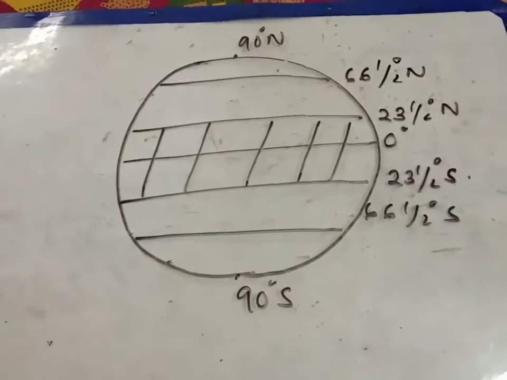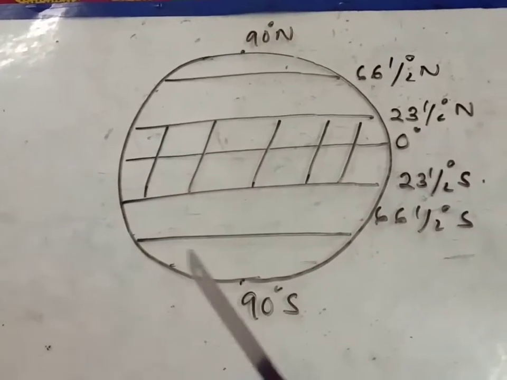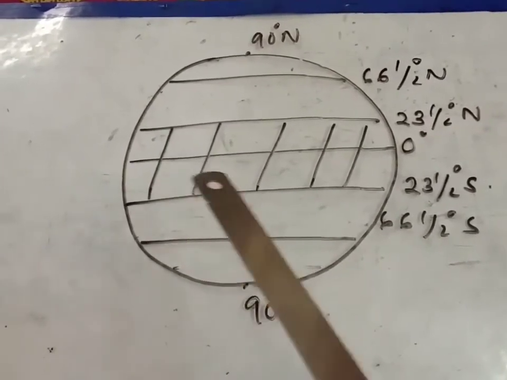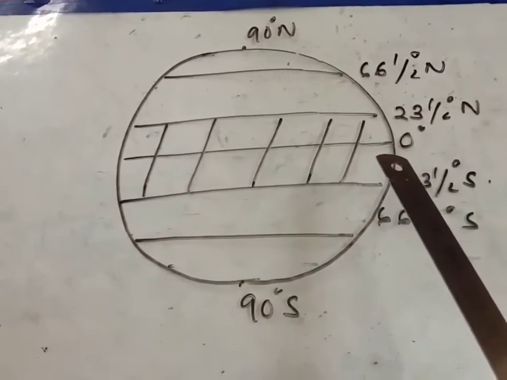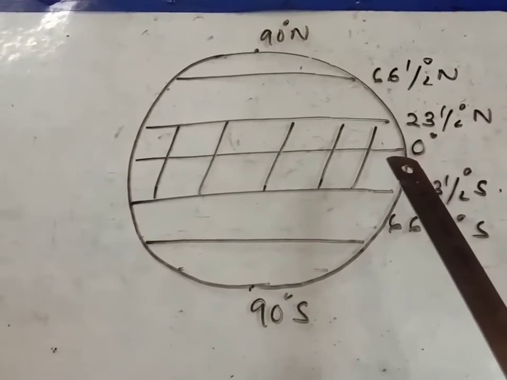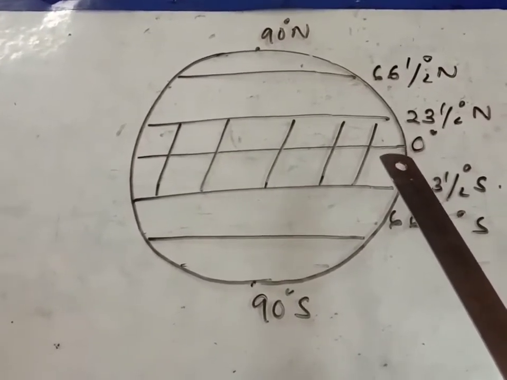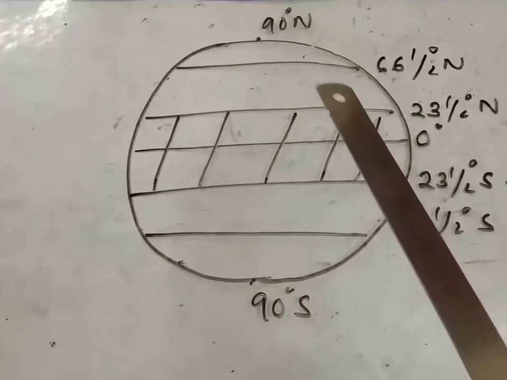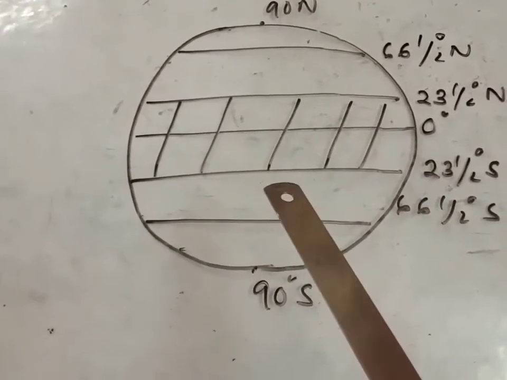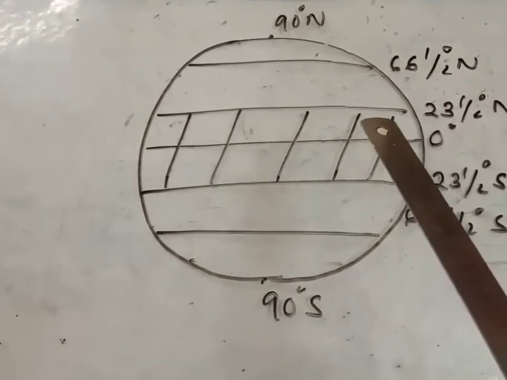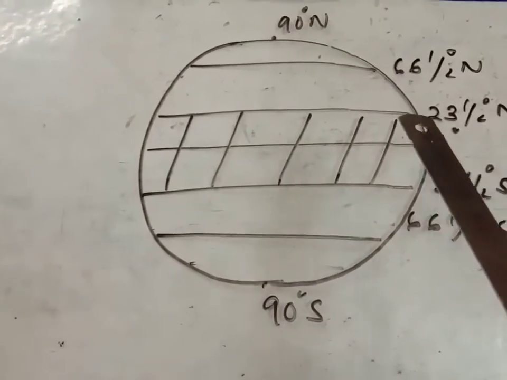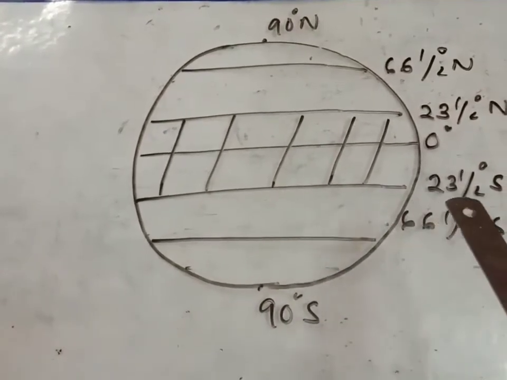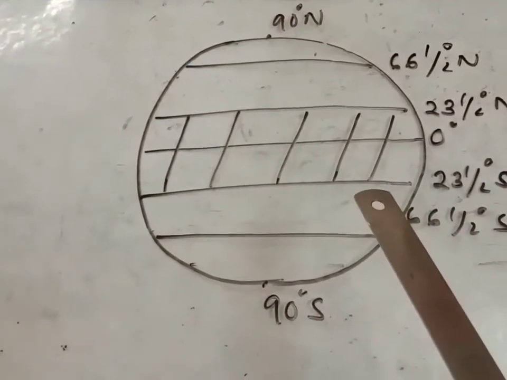Now students, you can see here I have drawn one globe. This is in the middle of the globe. You can see this is 0 degree. So 0 degree means this is the equator. And as you know, the equator divides the earth into two equal halves, the northern hemisphere and the southern hemisphere. This line is called the Tropic of Cancer. It is 23.5 degree north and this is 23.5 degree south. This is the Tropic of Capricorn.